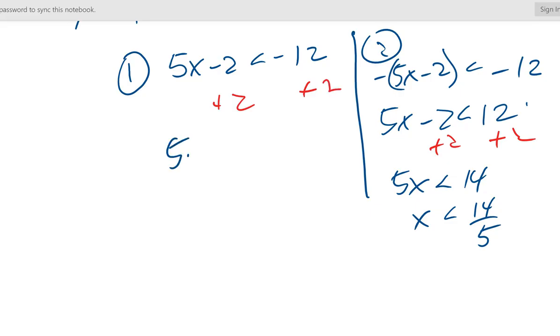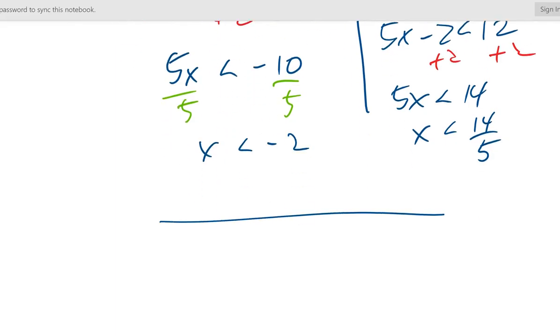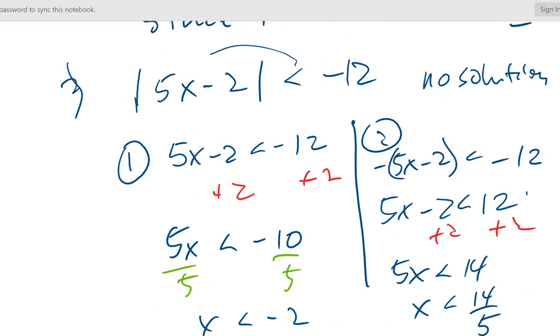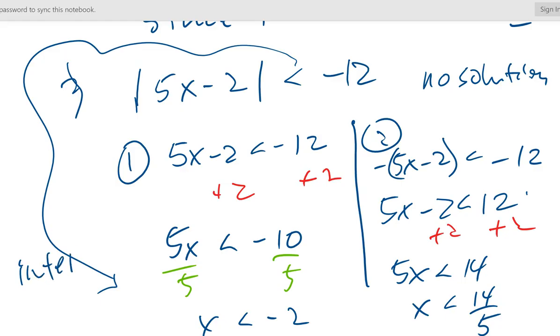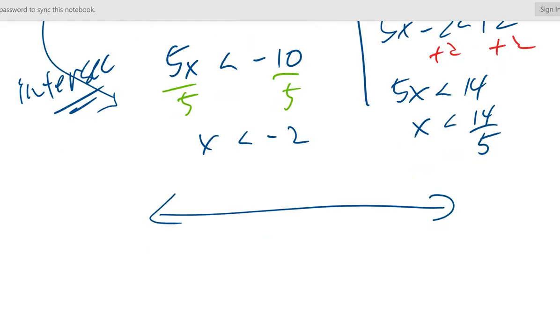And I get 5x is less than -10. Now I divide by 5 on both sides. And I get x is less than -2. All right, so now we're going to graph both. Now, inequality of the less than type means intersection. We're going to take the intersection of both. So when we get there, we'll see what happens.